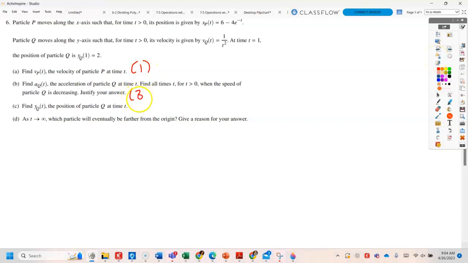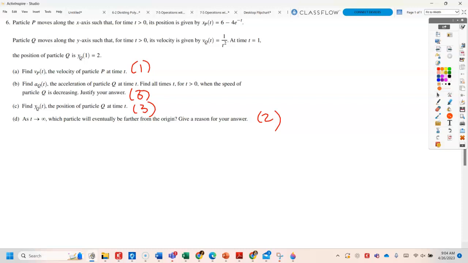So we have 1, 3, 3. So how many points can the last one be worth? 2. The last one should remind you of the ones we were doing a couple weeks ago in our free response problems. This is like that annoying limit one, but I did so many of those this year because last year was the first time I'd ever seen it on an AP test. So it says, as t is approaching infinity, which particle will eventually be further from the origin? Give a reason for your answer.